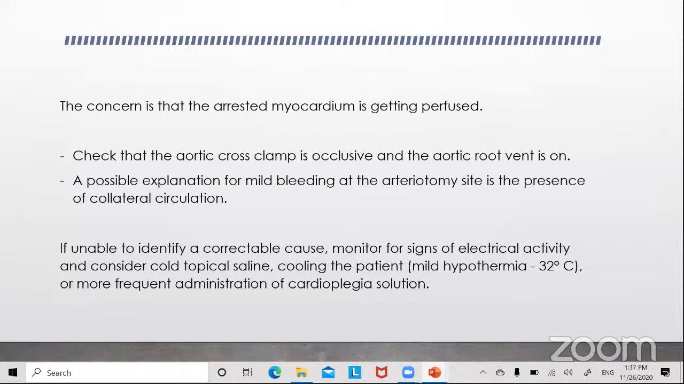A possible explanation for mild bleeding at the arteriotomy site is the presence of collateral circulation. If unable to identify a correctable cause, monitor for signs of electrical activity and consider cold topical saline and cooling the patient or more frequent administration of cardioplegia solutions.